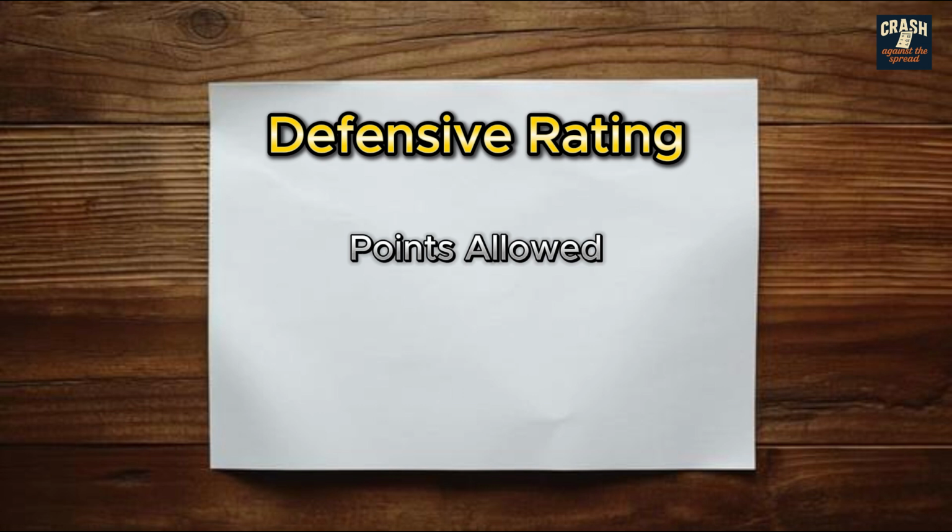Step one, count how many points the defense allowed. This part is simple. If the other team scored 108 points, that's your starting number. Step two, estimate how many possessions the opponent had. Possessions aren't listed directly, so we estimate them using box score stats.